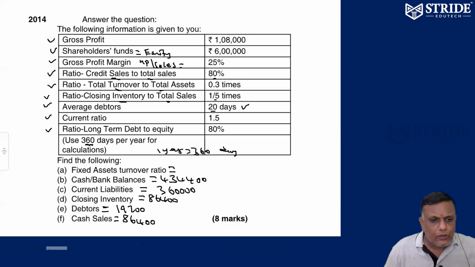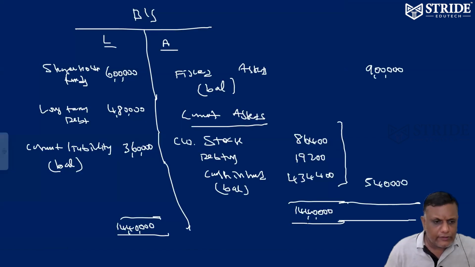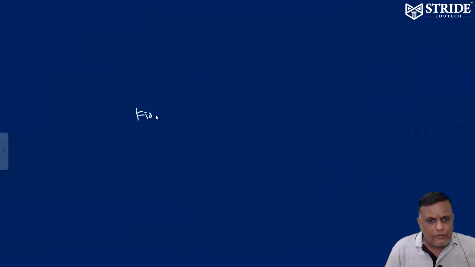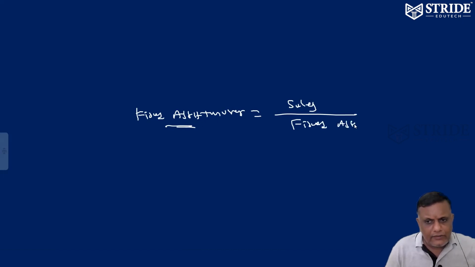Now the question is fixed asset turnover ratio, correct? So how to find fixed asset turnover ratio? I told you, any turnover is always numerator. The term before turnover is always denominator. Fixed asset turnover means turnover numerator, which means sales numerator, fixed asset denominator. That's the logic you have to apply. So sales by fixed asset.